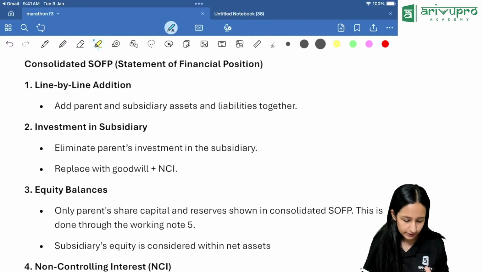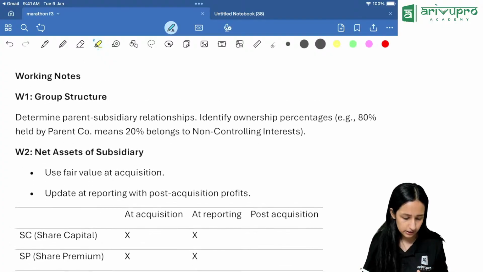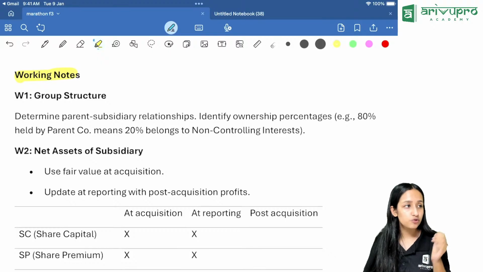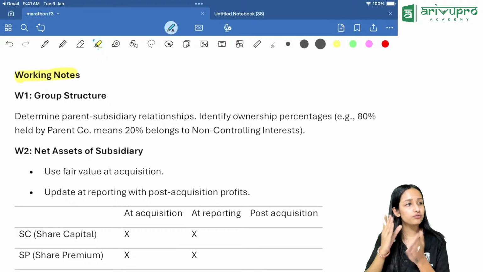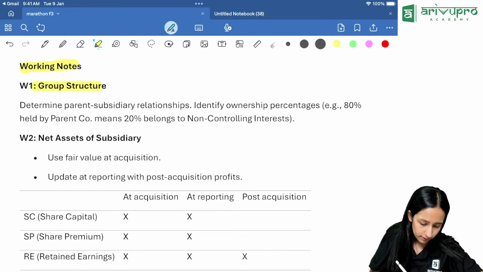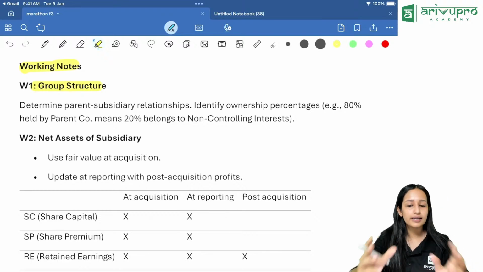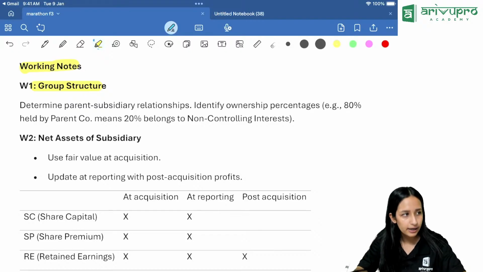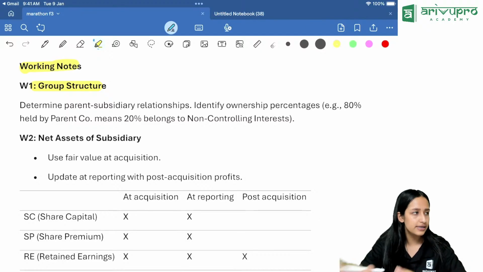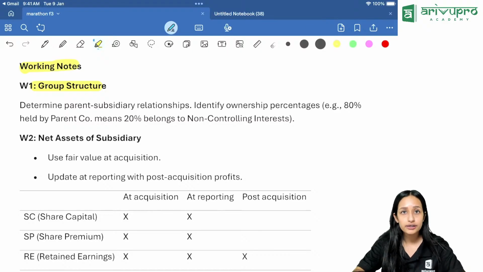So how are you consolidating it? The 5 working notes are very important, because in your section B you will be asked to solve it according to the second working note, or the third working note, and you need to know which working note is what to solve this type of question. So group, the first working note, there's nothing much. You're just stating how much percentage of the company is held by the parent and how much is held by the other party, which is known as non-controlling interest, NCI. Also, you will mention which day you acquired the subsidiary.